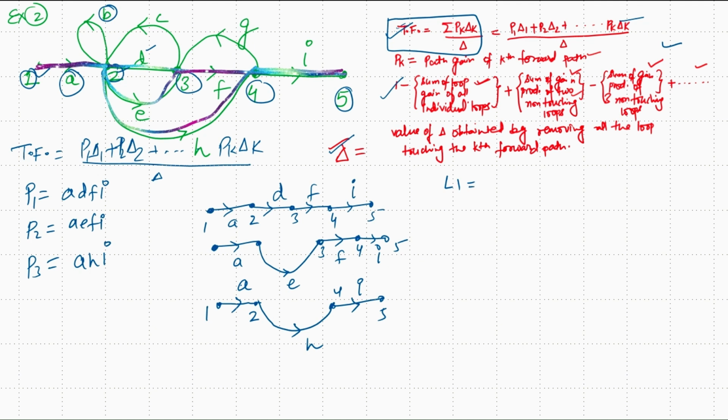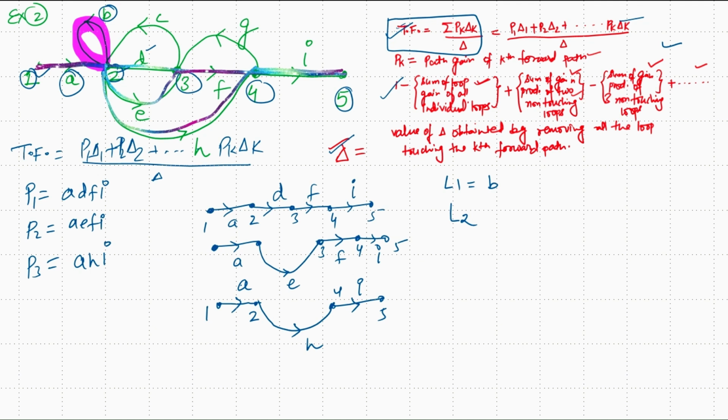First of all, what is loop 1? You can clearly see, let me highlight this also, this loop just starts and terminates at the same point. The overall loop gain equals B. So this is our loop 1. This value is L1 equals B. And similarly, L2, which starts and terminates.